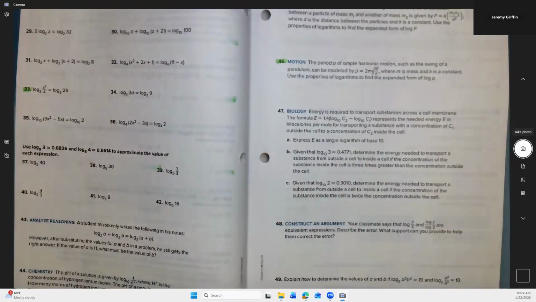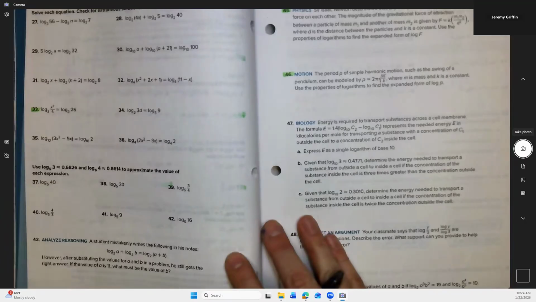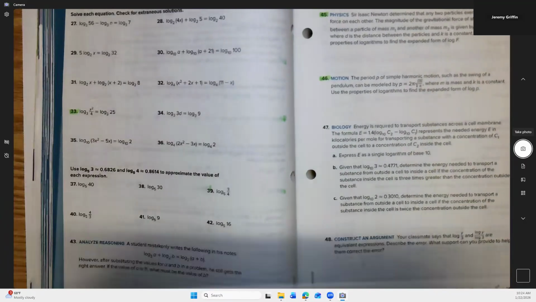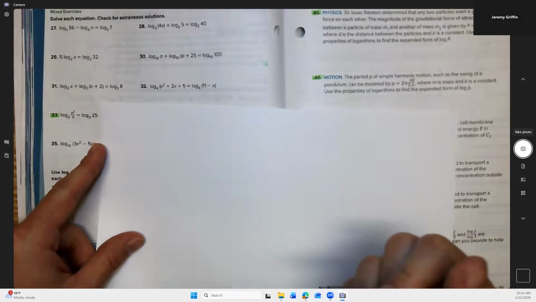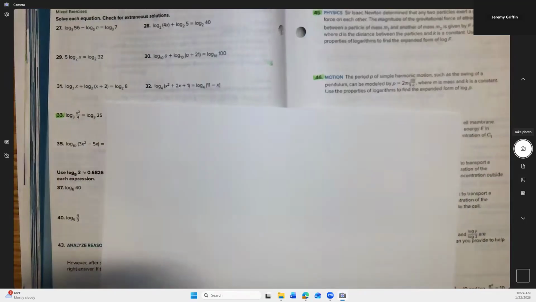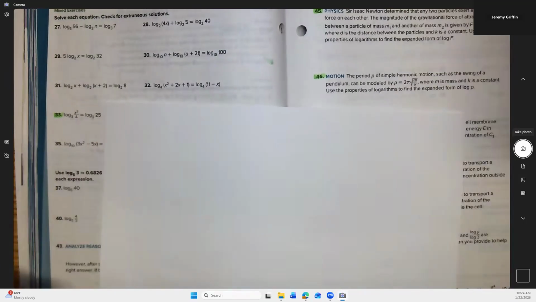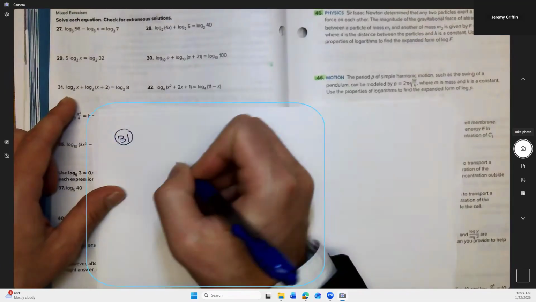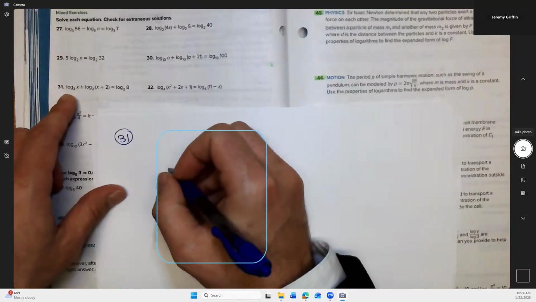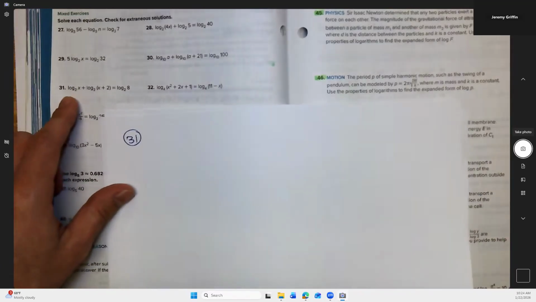Yeah, let's do something here. Okay, so next page. How about number 31? This will be the last one we do today. Number 31, last one. And then you guys can turn these in and should be easy points.